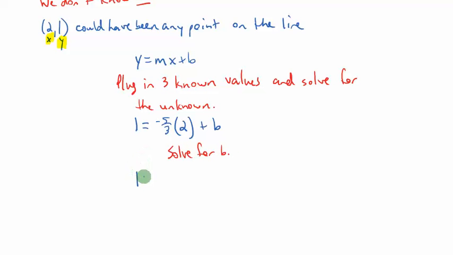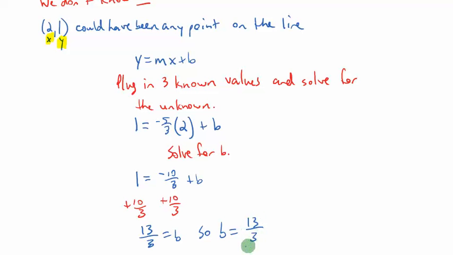So let's multiply -5/3 times 2 first to get -10/3 plus b. And then let's add 10/3 to both sides to finish getting b by itself. So we have 13/3 equals b. So b is 13/3. Good, so now we know our b value.